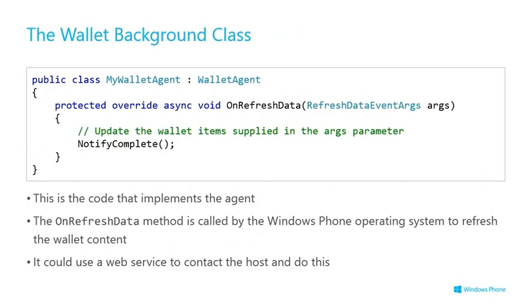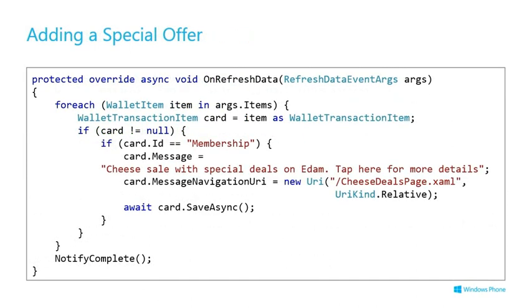And then, of course, we have the background class. This is what it looks like. And you see the base class. You probably won't remember from yesterday, but the base class of a regular scheduled agent was not wallet agent. It was something else. We had OnInvoke, and that was the main method that gets executed on the other one. In this one, it's called OnRefreshData, and it takes a RefreshDataEventArgs object. Exactly. And again, that could be a web service or something it calls to do that.